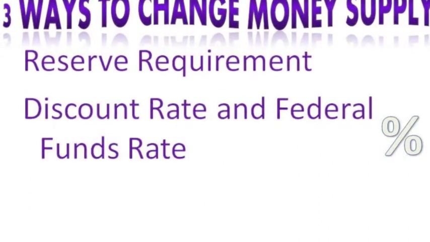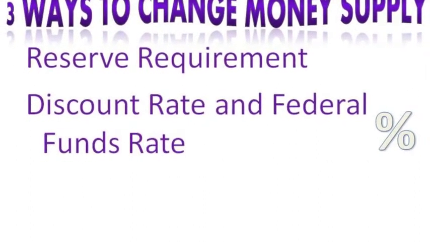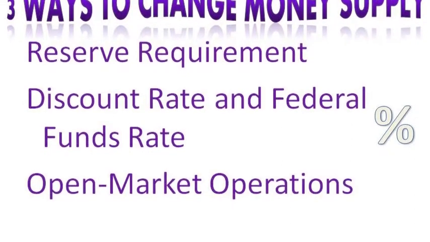There are 3 tools the Fed uses to change the money supply. 1. Reserve requirements. 2. The discount rate and federal funds rate. And 3. Open market operations.